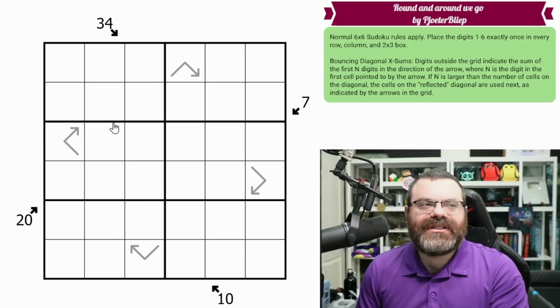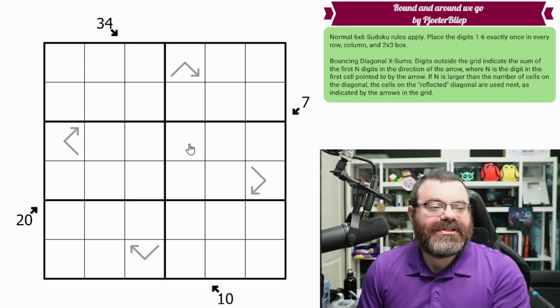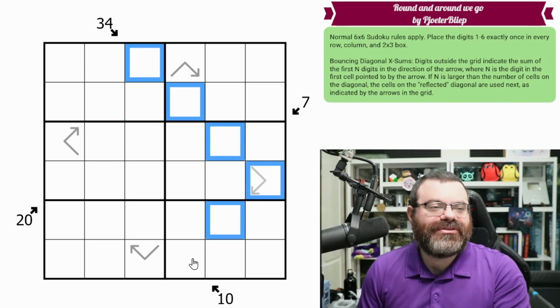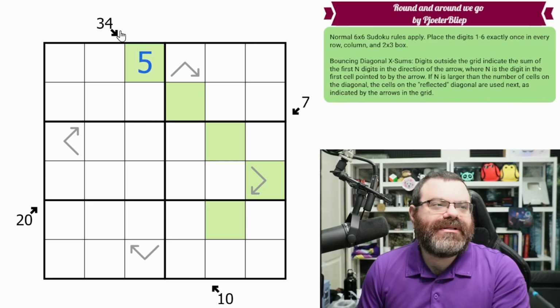All right, so we do have normal 6x6 Sudoku rules, meaning in each row, each column, and each 2x3 box, we are placing the digits 1 to 6 exactly once each. We also have these bouncing x sums. Let's just take this 34 here. I'm not going to try to give an exact example here, but let's just say this was a 5.